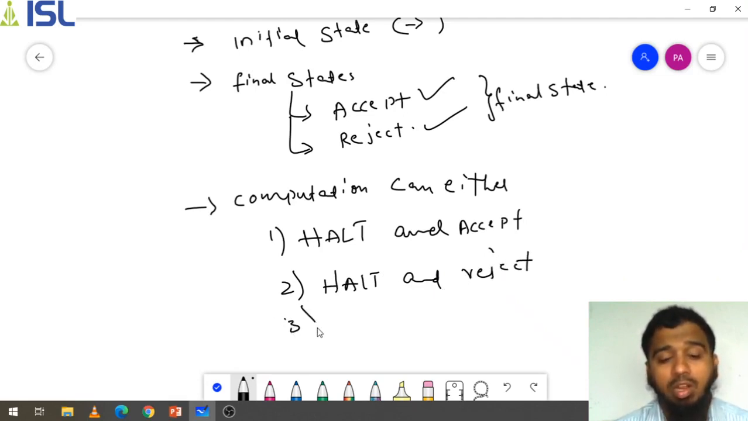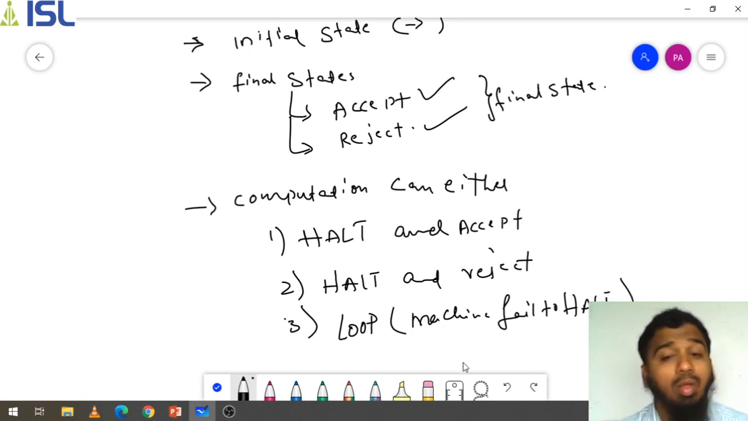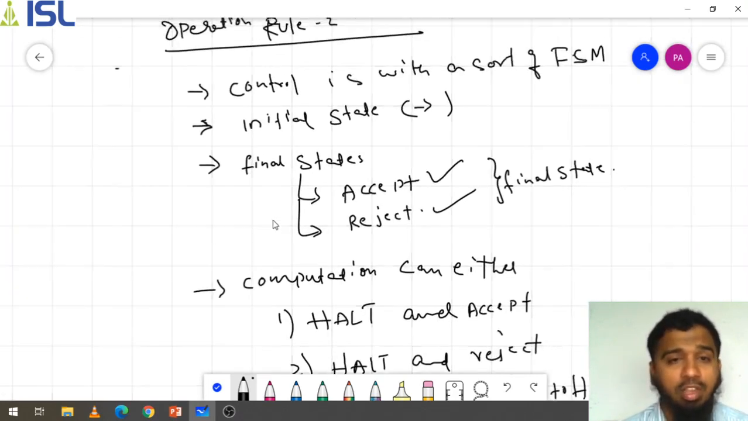And the third one and the last one is loop. Loop is nothing but the machine failed to halt. Okay, so this is some of the computation. So for today this is enough.